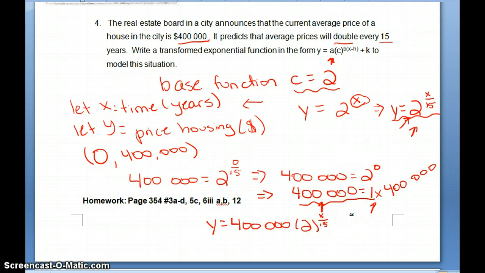Okay? So from there, you can double check, put those coordinates back in there, see if you still get that exact same answer. But from there, we're not given any more information, so we're good to go. And that is our equation, or exponential function, representing the average pricing of housing.